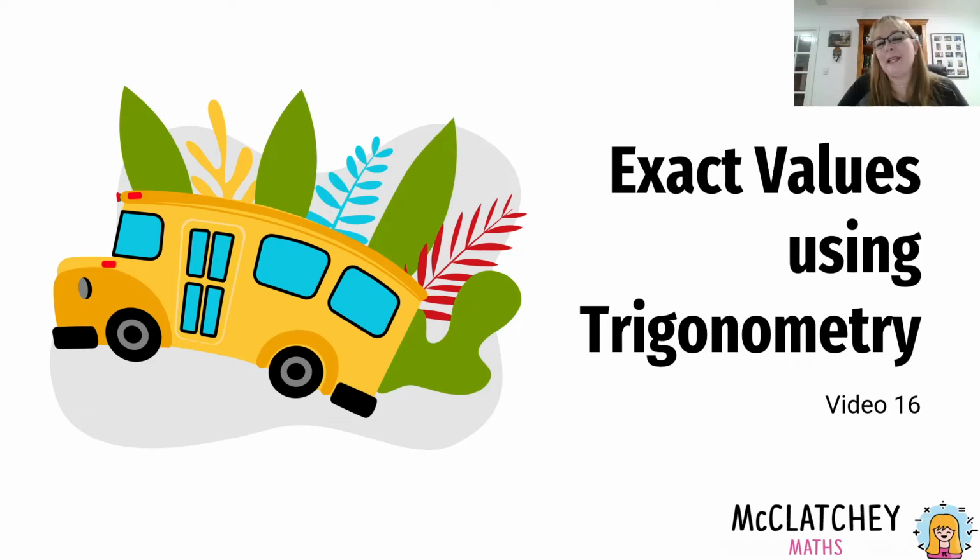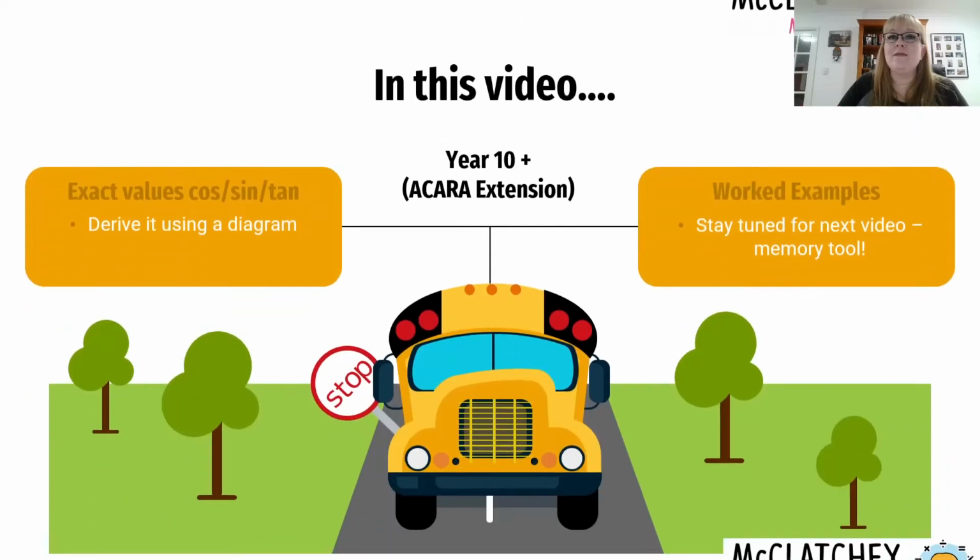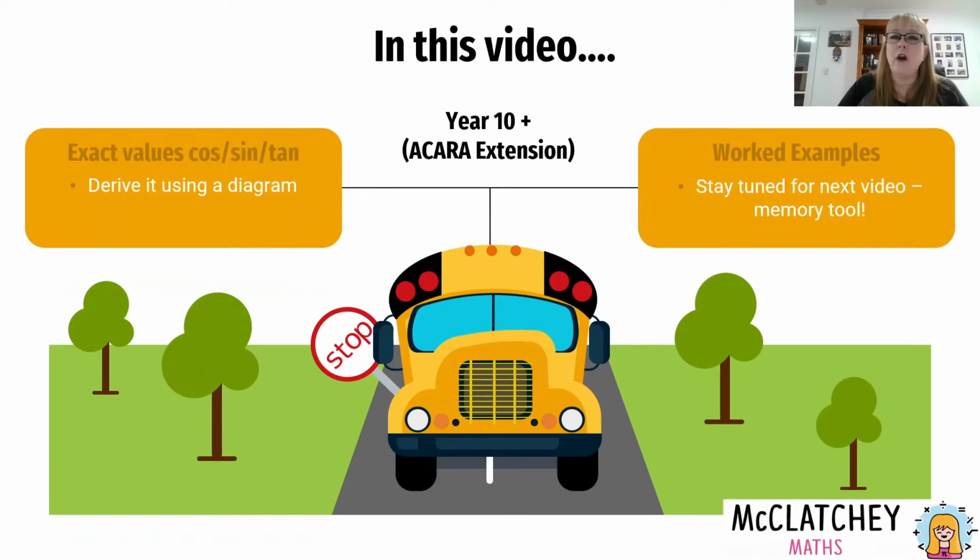My name is Natalie McClatchy and today we are continuing our video series on trigonometry by looking at exact values. In this video you're going to find how to derive the exact values for cosine, sine and tan for the degrees 0, 30, 45, 60 and 90 degrees using a diagram. And then we're going to do a worked example. Stay tuned for our next video too.